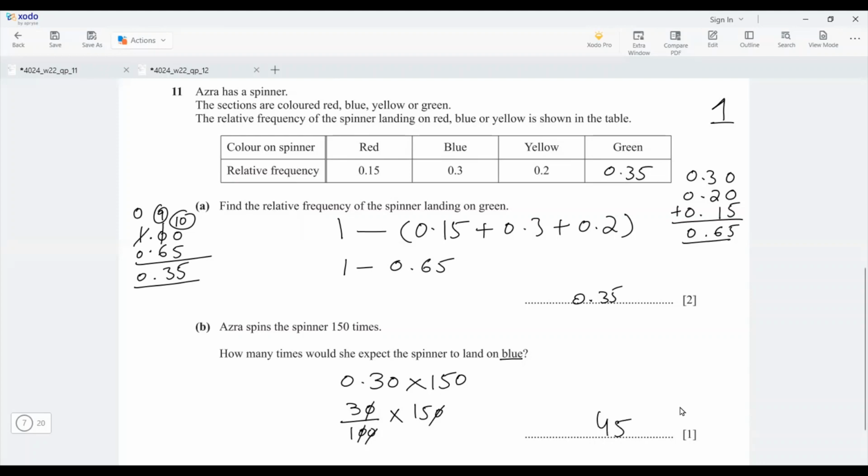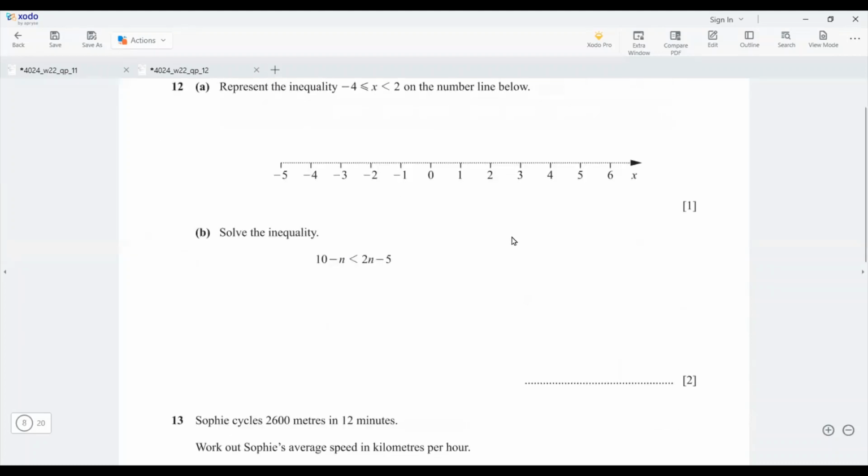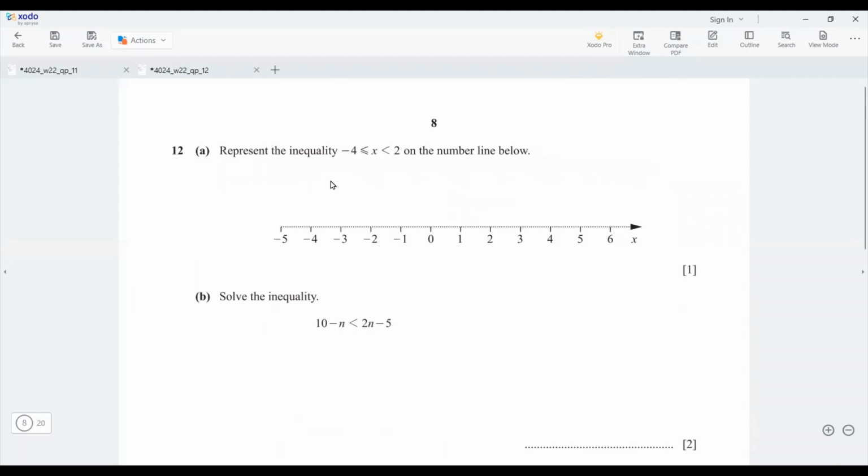If you have done it through any of the methods, you will get one mark. You can multiply directly or anything, you will get one mark. So moving ahead, this is basically representing the inequality on the number line. This is a recent type of question. In previous papers, it was not like this, that you have to show your results on the number line. This was asked in the recent paper, so you have to practice it.